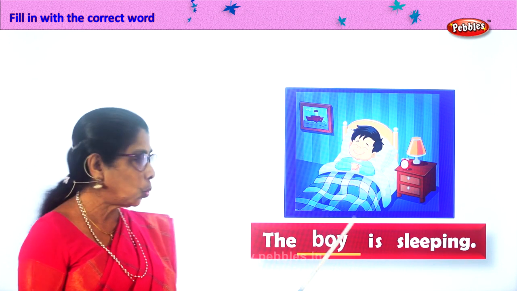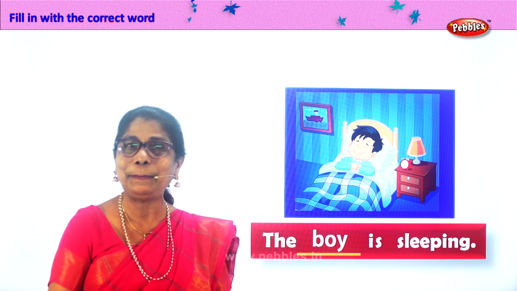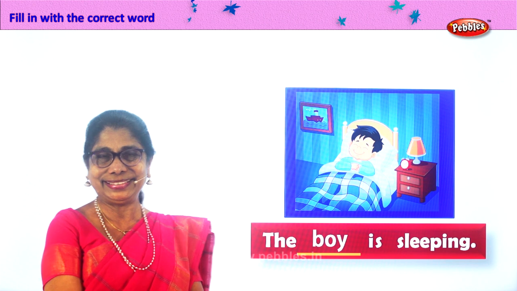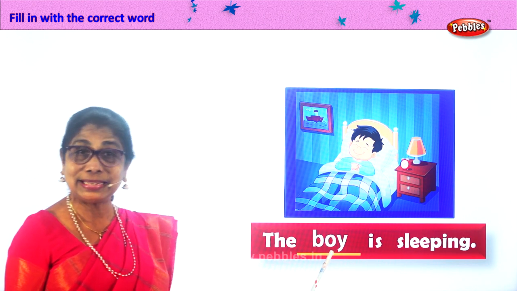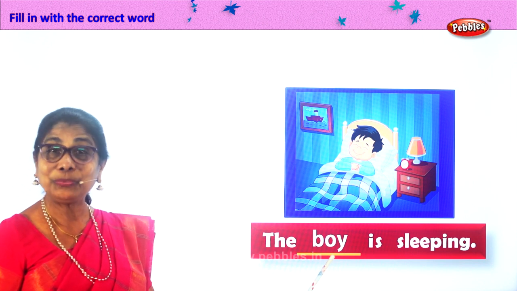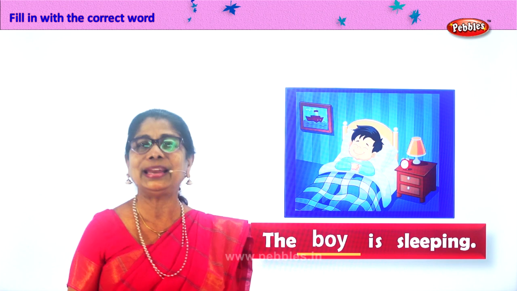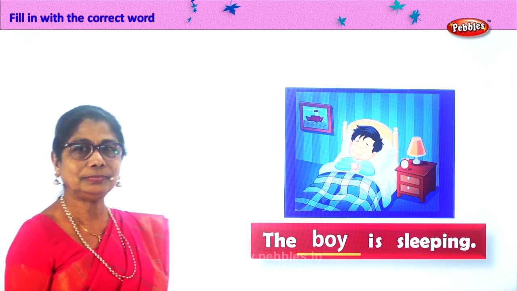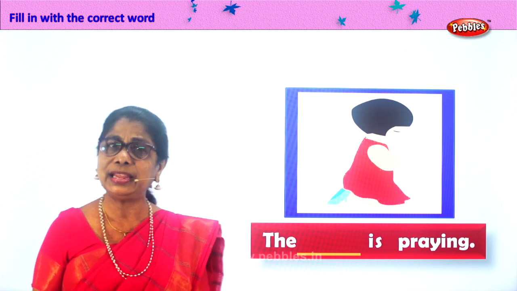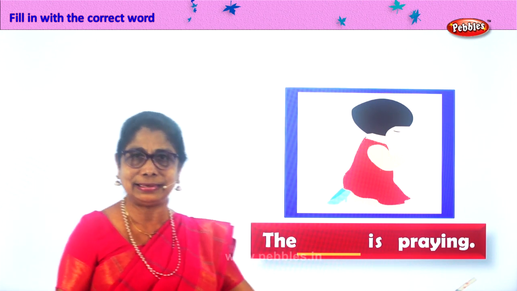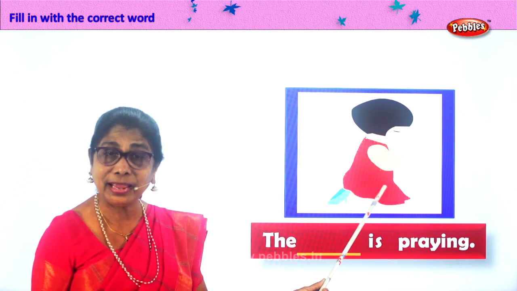B-O-Y, boy. The boy is sleeping. The boy is sleeping. So the word missing is boy. If you are happy, we got the complete sentence here. Let's look at another picture and find out what word we are supposed to fill in to make the complete sentence. What we see here, somebody praying.